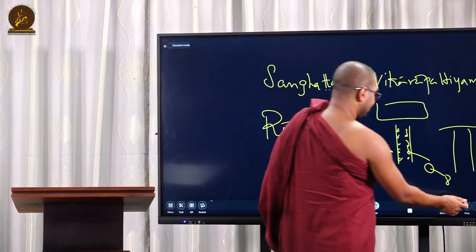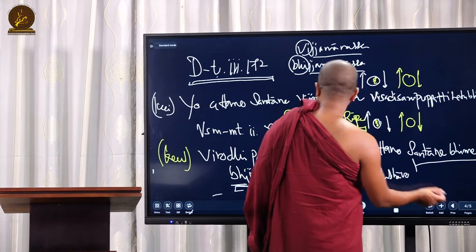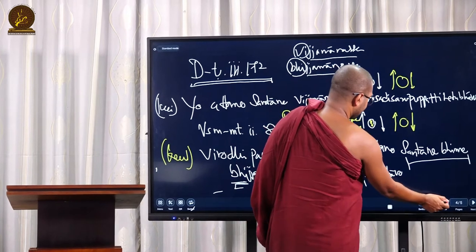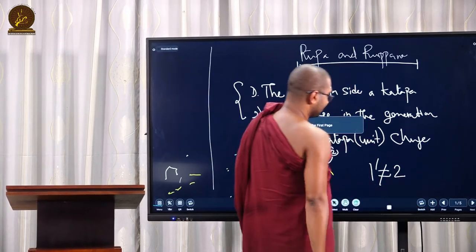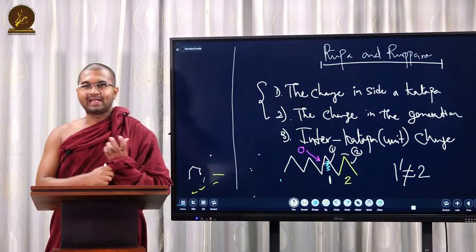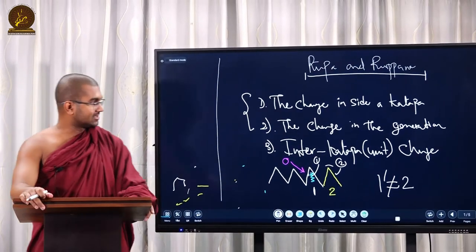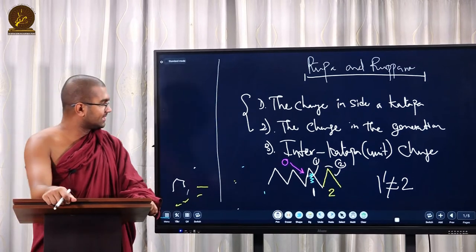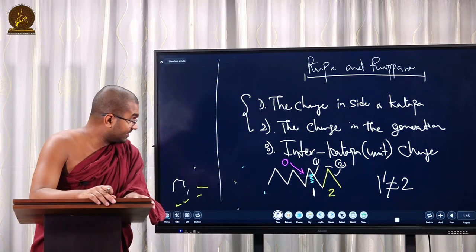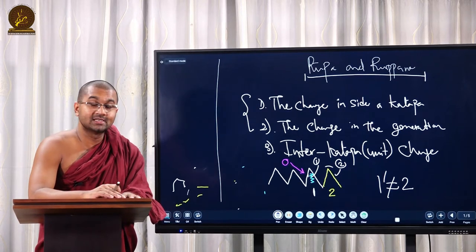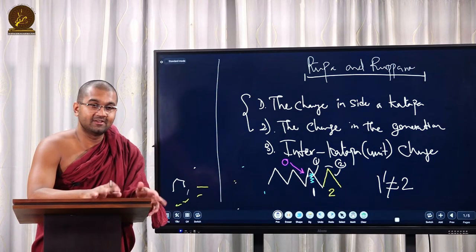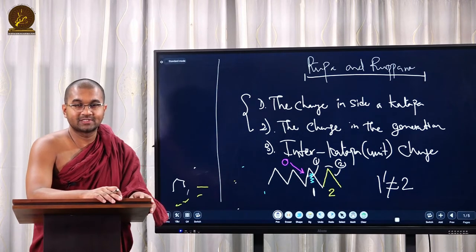And also there is another definition held by some scholars, Rupayati iti Rupam, the thing that causes the change. So that was a long lecture with some more technical explanations. Anyway, the message that I want to give with this lecture is that there are a few explanations of how Rupa has been defined within the tradition, which are quite interesting.